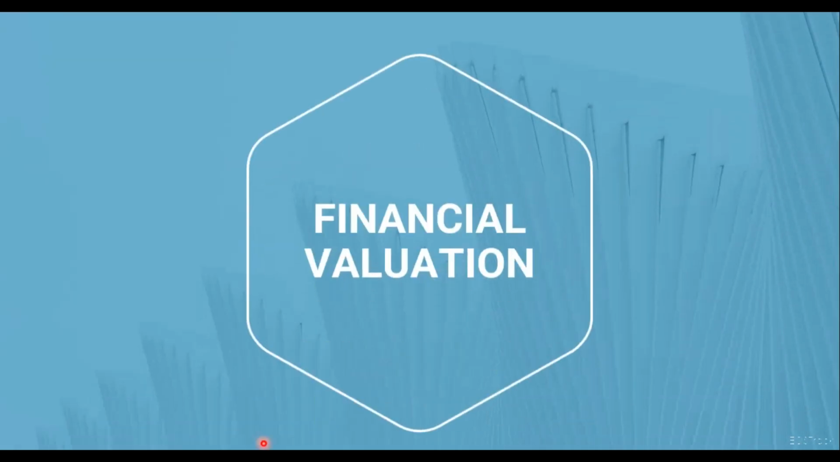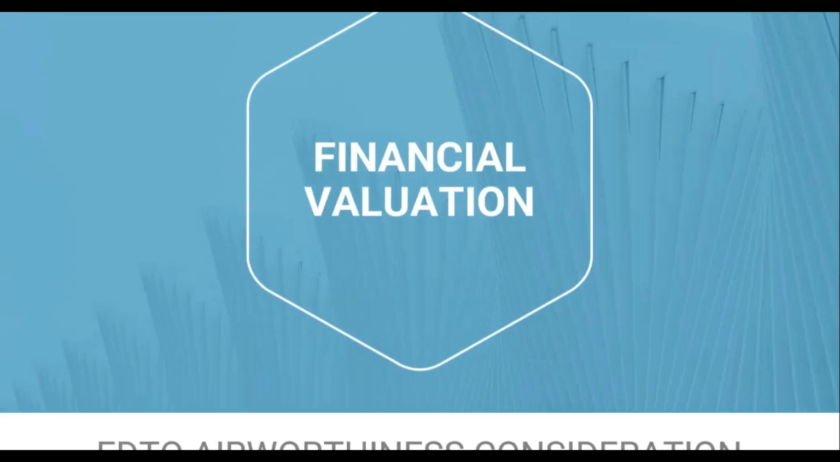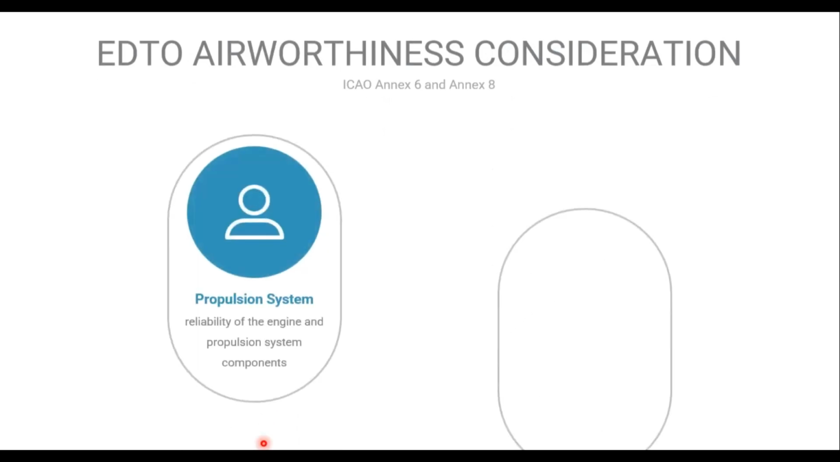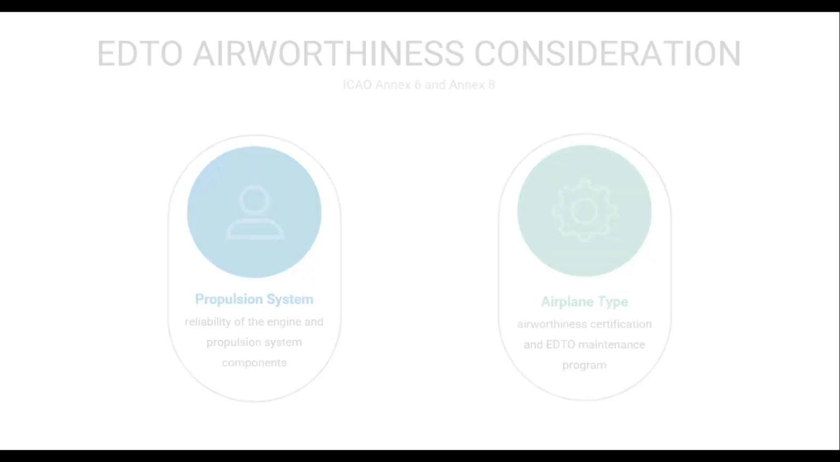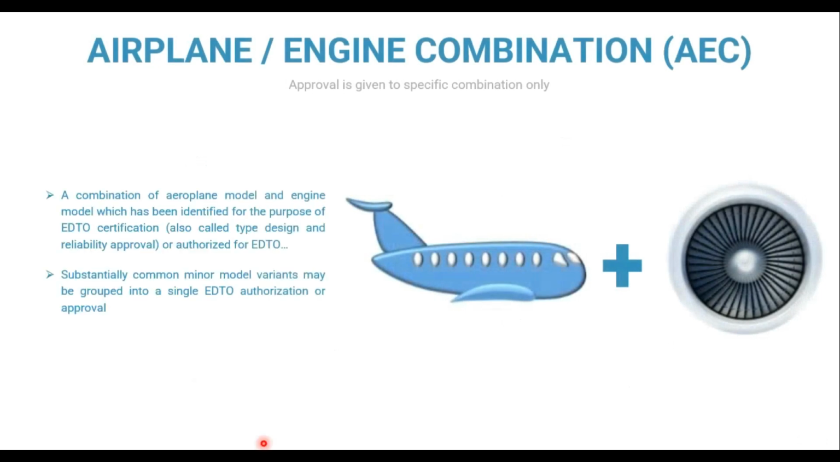Okay, so let's have a very quick look at the financial valuation. Some considerations: we consider the propulsion system of the aircraft and the airplane type, basically. Both of them need to comply with Annex 6 and Annex 8. Annex 6 and Annex 8 are the airline operations and the airworthiness of the aircraft. So we have so many annexes talking about how I shall consider the technical factors and convert them into financial factors.